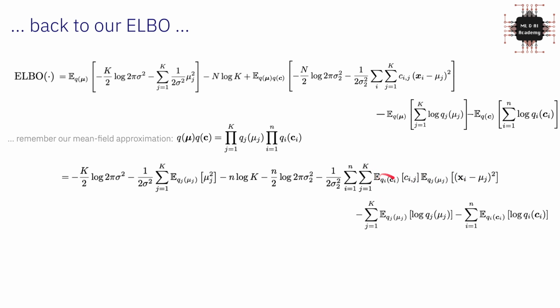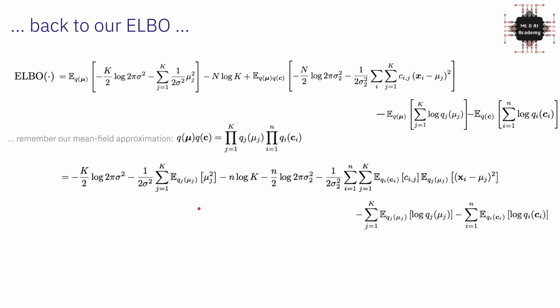So that would lead to E over Q_i of C_ij and E over Q_j of mu_j of x_i minus mu_j squared. Again, why? Because remember, these are independent, and then they are factored in this way. So every data point has its own variational distribution, Q_i of C_i, and similarly for every mean center, Q_j of mu_j. We do this in the last term here as well, and that gives me this equation. Again, the only thing I've done is just substitute this in here, which leads to this, and substitute this in there, which leads to that.